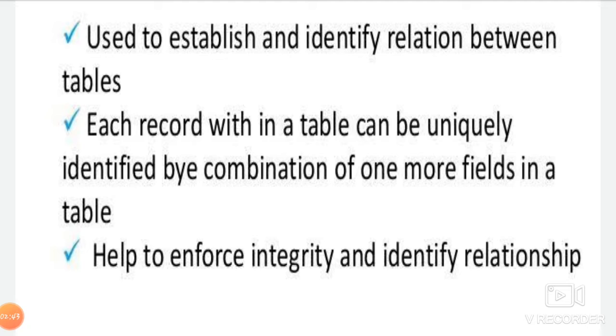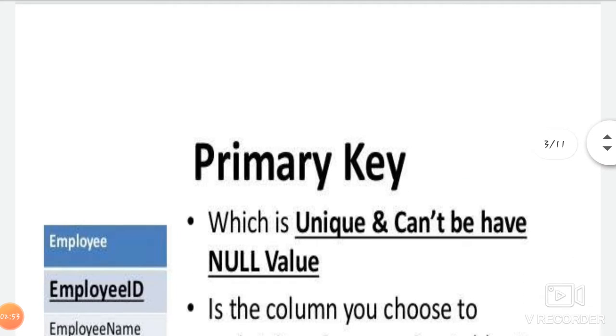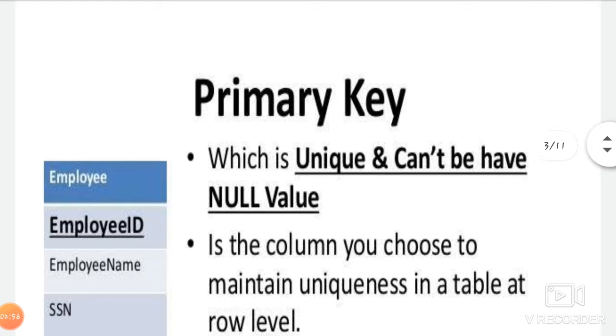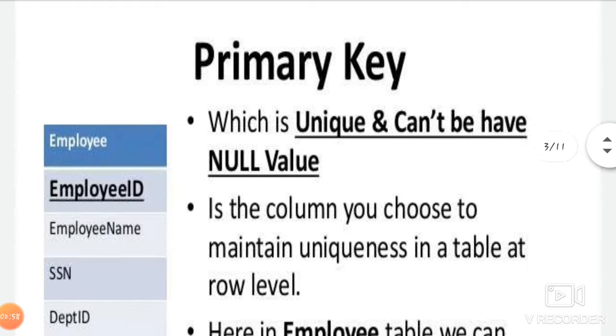So now we have understood the definition of key and what is the need of key. Now we are going to see the different kinds of keys. The first key which we are talking about is primary key. The name itself tells us that it is a primary one, that is a basic one. This primary key should be unique. What is the meaning of unique? It should not be the same. It has to be different, right?